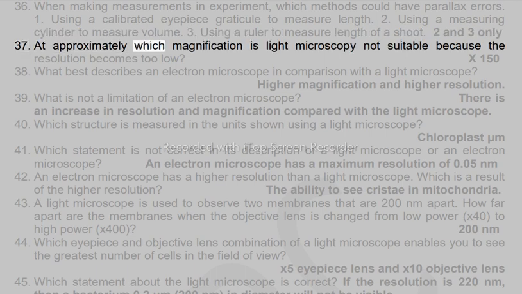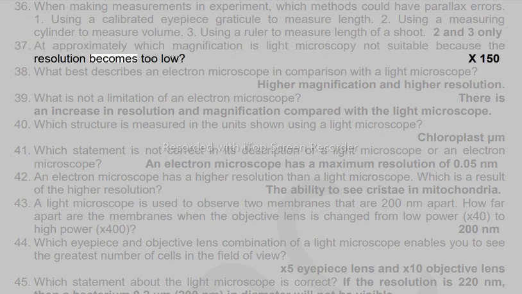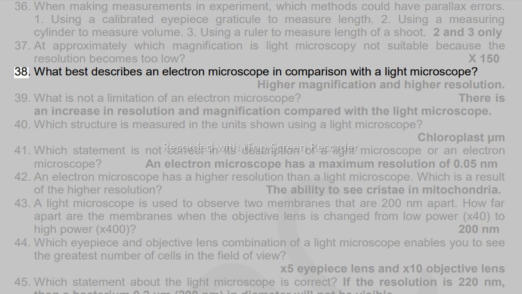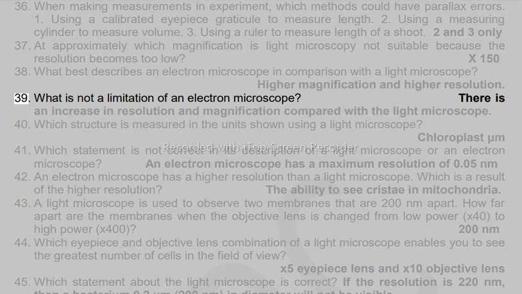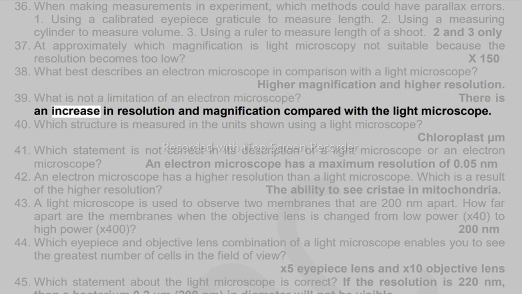37. At approximately which magnification is light microscopy not suitable because the resolution becomes too low? x150. 38. What best describes an electron microscope in comparison with a light microscope? Higher magnification and higher resolution. 39. What is not a limitation of an electron microscope? There is an increase in resolution and magnification compared with the light microscope.